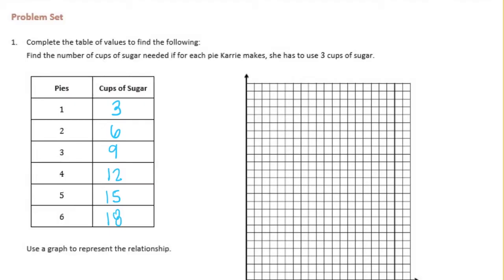So we take the pies times 3 and we get sugar. So 3p is equal to the sugar. Now it wants us to use a graph to represent that relationship.